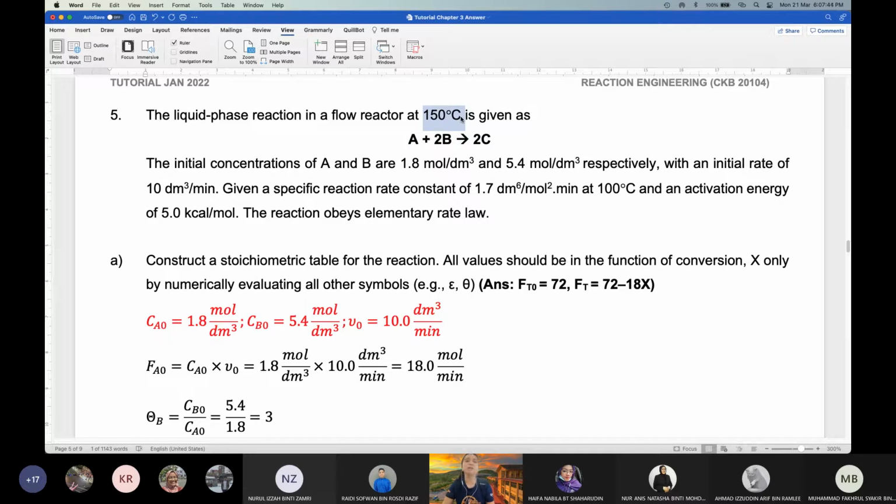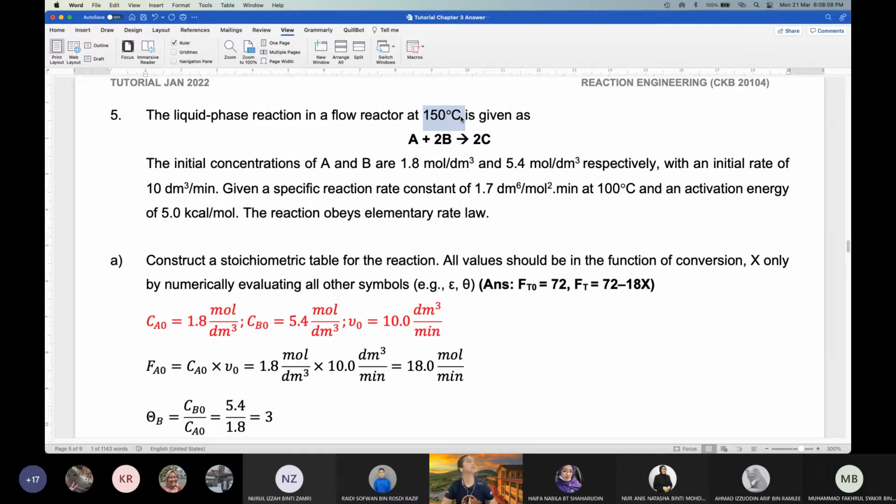Next dia kata 150 Celsius. So maksud kamu kena faham, nanti kalau ada sebarang pengiraan yang melibatkan K tu mesti pada 150 Celsius. Maksudnya kalau kamu nak kira minus RA itu ada K kan? K tu measure must be at 150 Celsius, sebab dia mesti dikira pada suhu tindak balas.